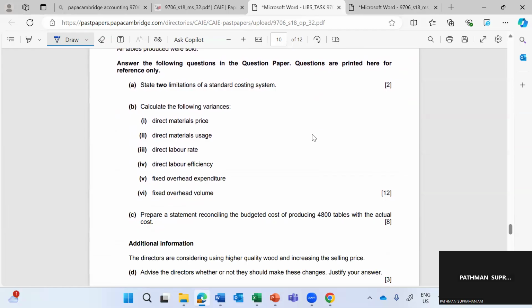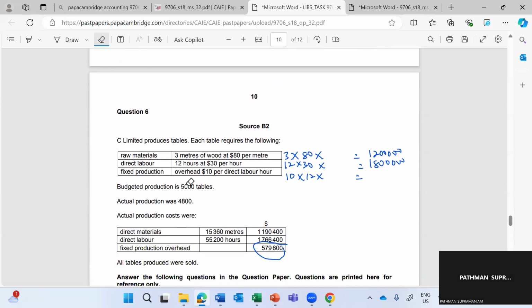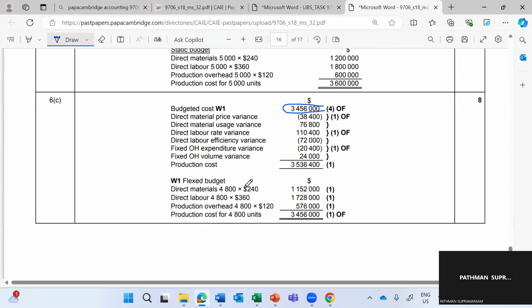Oh, sorry. What this question actually meant here was the standard cost. Okay, standard cost. Which means I need to multiply by 4,800. I remember this question actually, there's a bit of an error in the question. When you use the word budget, you base on 5,000, but what they actually meant was 4,800. So these figures you need to multiply by 4,800.